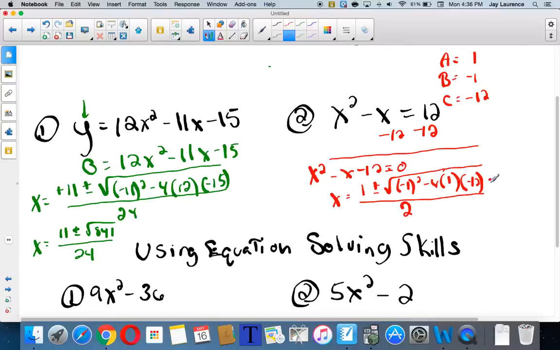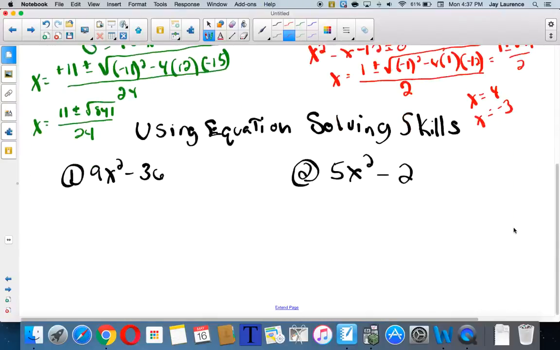So when I do this, I'm going to have 1 plus the square root of 49 divided by 2. So that's going to be 1 plus 7, which is 8. So x is going to equal 4. And then 1 minus 7, which is negative 6 divided by 2, which will be negative 3. And there's your two solutions.